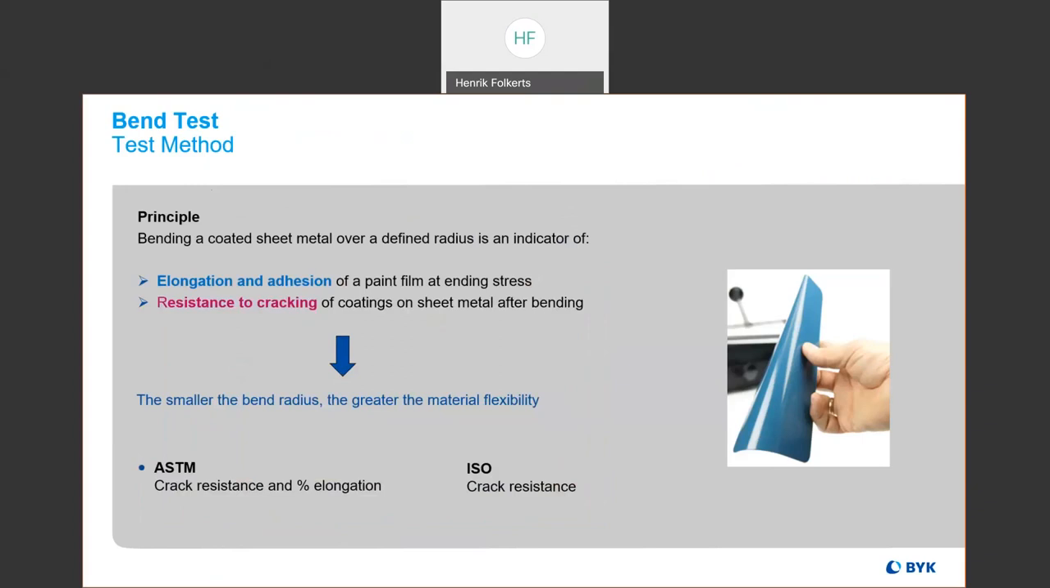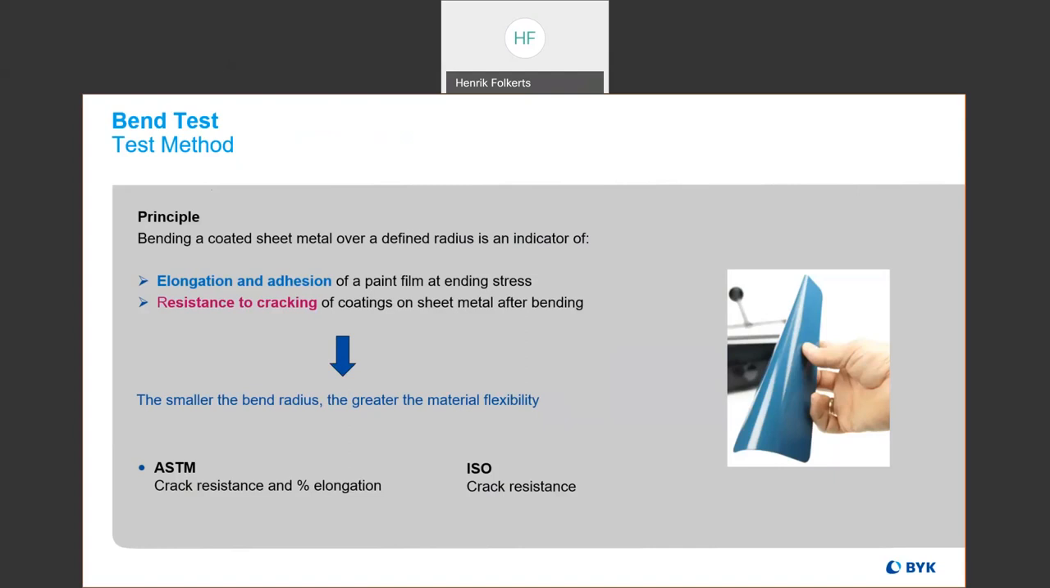A coated sheet metal is bent over a defined radius. It is possible to evaluate the elongation and the adhesion by performing a slow bending test or by performing a fast bending test. The results are as follows. The smaller the bend radius you can achieve without having any failures, the greater the material flexibility.